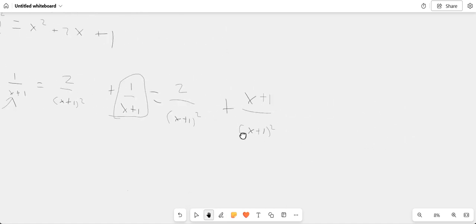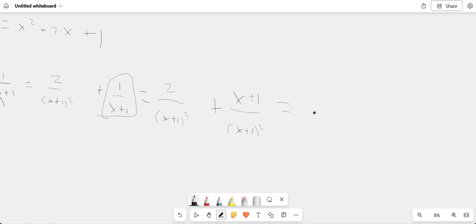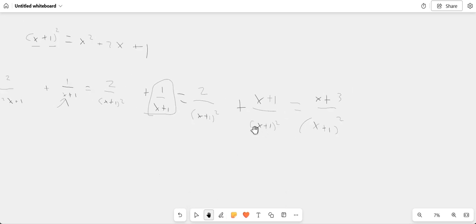And now combine it. So when I combine it, you're going to get x plus 1 squared on the bottom, and on top you're going to get 2 plus x plus 1, that's x plus 3 effectively. So therefore you've got x plus 3 over x plus 1 squared. Alright, cool, part B.